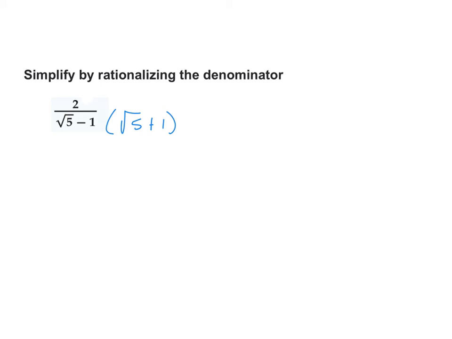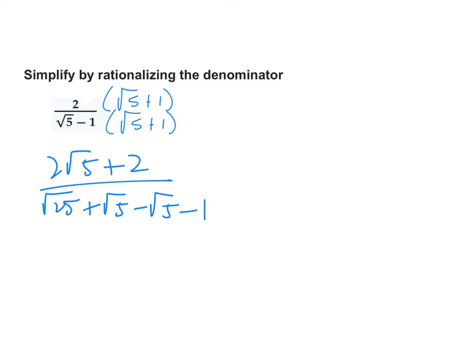We did this when we dealt with imaginary numbers. We did this with other fractions, okay? So if I multiply the bottom by the square root of 5 plus 1, what else do I have to do? Multiply the top, okay? So the top is distribution, the bottom is FOIL. Simplify that, please. The reason we multiply by the conjugate is because those middle terms will drop out, as you'll see.